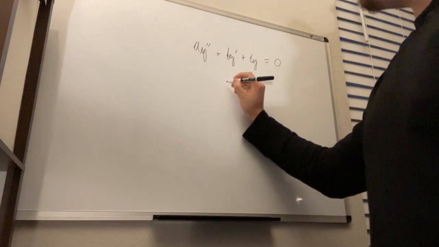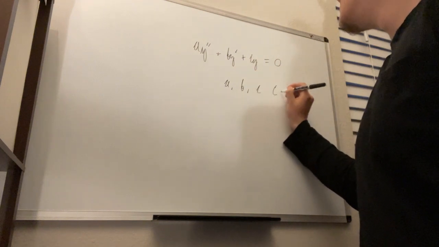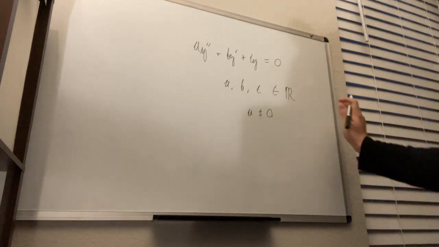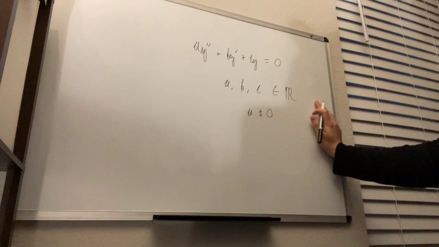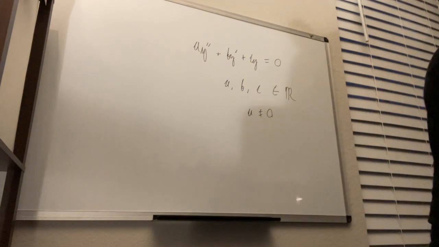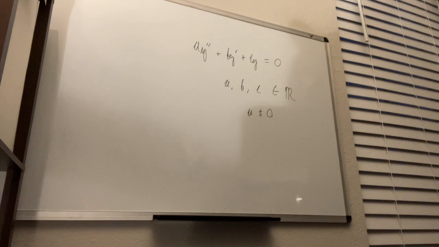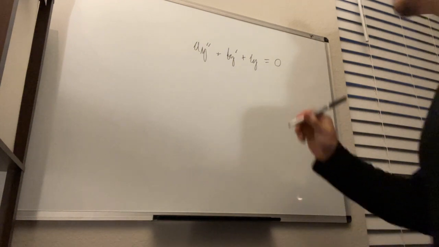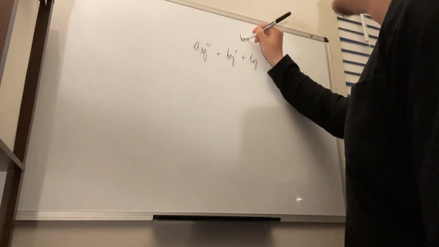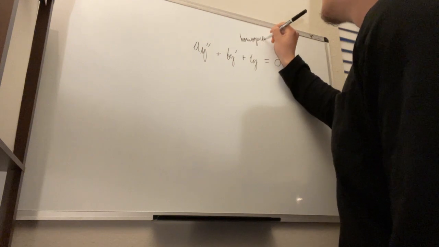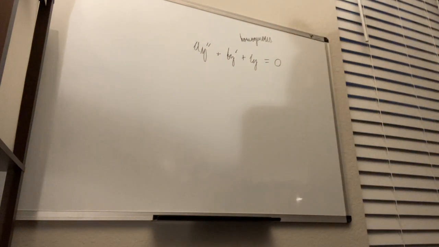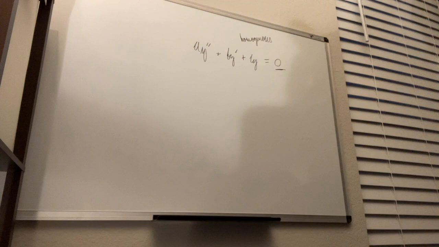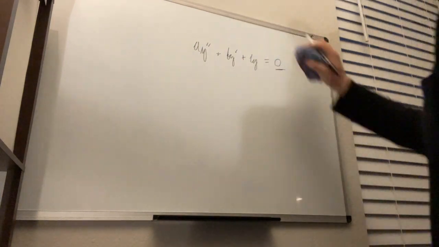Here a, b, and c are real numbers, and a is not equal to 0, or else that would just make it a first order linear differential equation, which can be easily solved using separation of variables. This is what we call a homogeneous second order linear differential equation, or just homogeneous. It is homogeneous because there is a 0 for the factor on the right side of the equation.